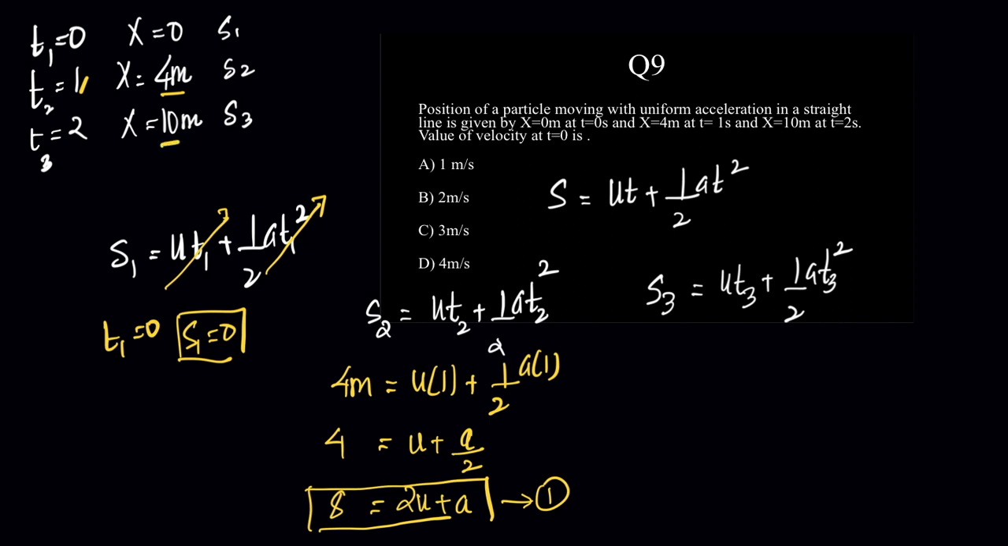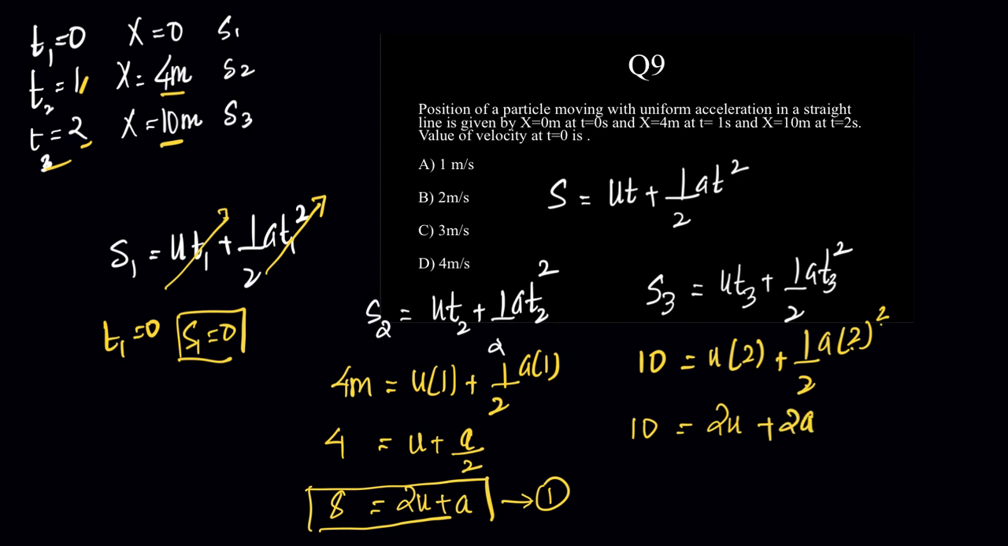What is s3? s3 is 10. What is t3? t3 is 2. So 10 is equal to u into 2 plus half a into 2 square, which further means 10 is equal to 2u plus 2 square is 4, 4 by 2 is 2, so we get 2a. If we divide the entire equation by 2, what do we get? We get 5 is equal to u plus a. So this will be equation number 2.